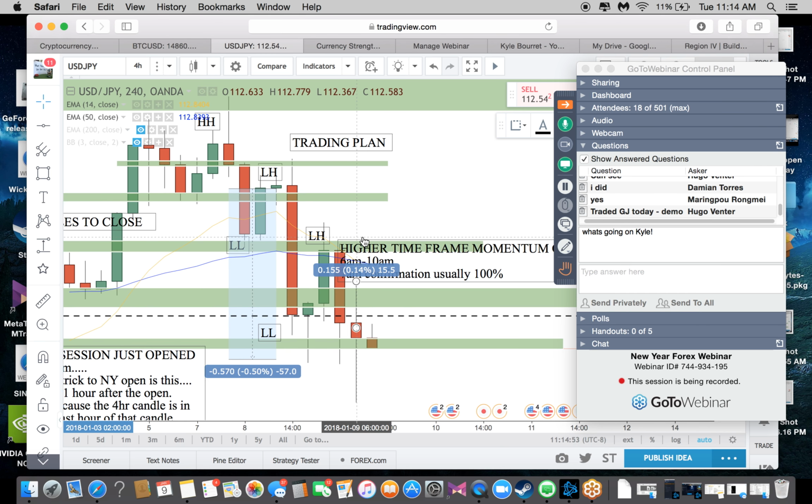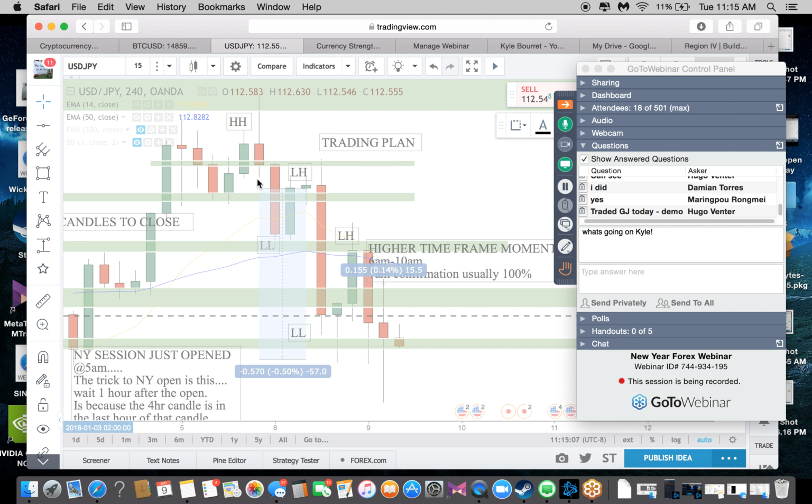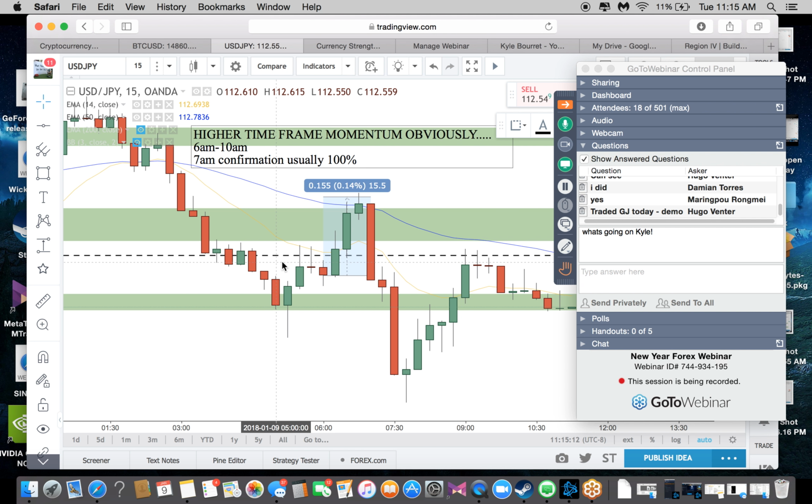Now, what had happened? We broke structure. We already broke our structure first thing in the morning, okay? We've already broken the structure and we've left a wick to fill. We go down to our smaller time frame. We're already sell biased, okay? We're already sell biased, which means that we know that we're going down based off the higher time frame. But what did the lower time frame do? There are still major scalping opportunities in between, guys.